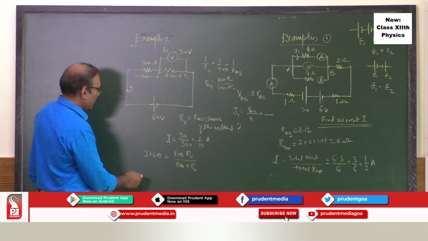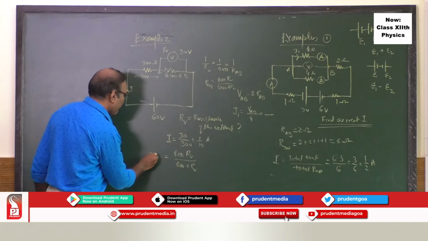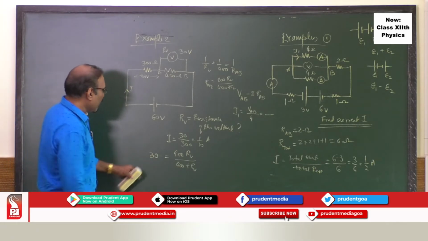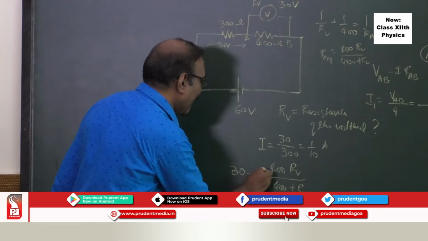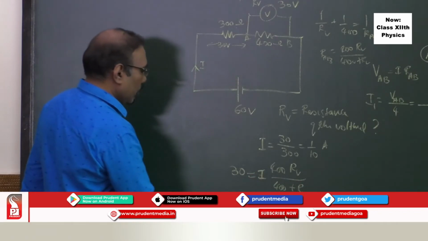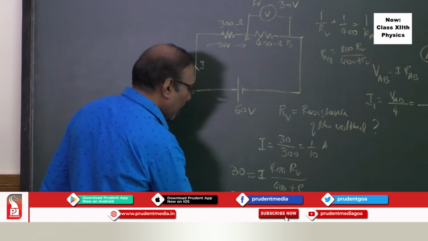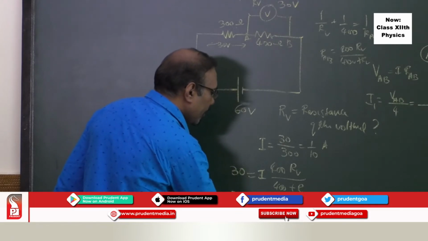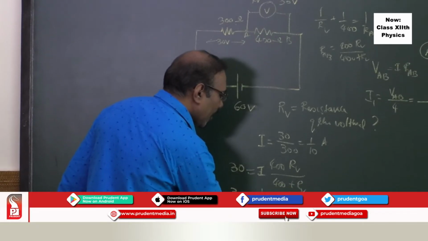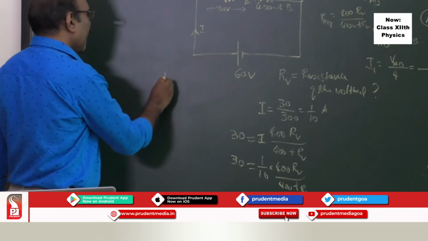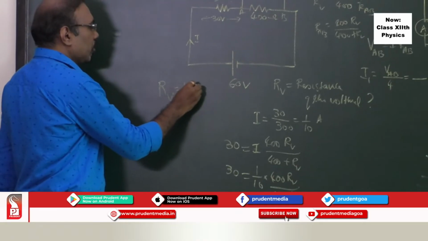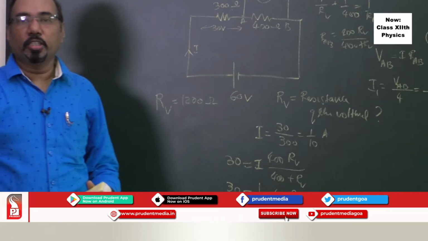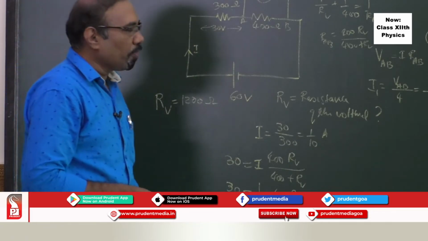So this potential drop across that is 30 volt. So potential drop 30 volt is equal to I times this. So 30 will be equal to I, which is 1 upon 10, times 400 into RB upon 400 plus RB. Solve this, you will get the value of RB, which is 1200 ohms. So this type of situation you need to solve. Go into detail of this type of situation.